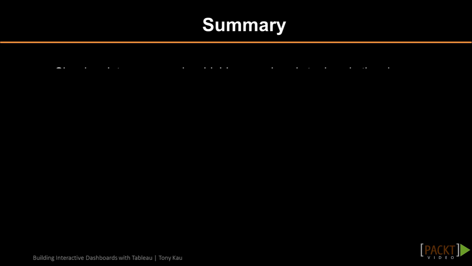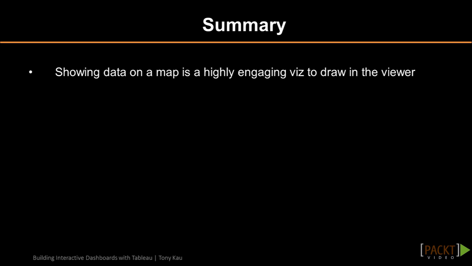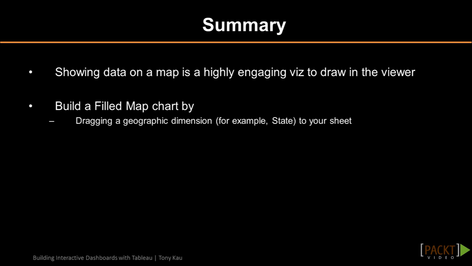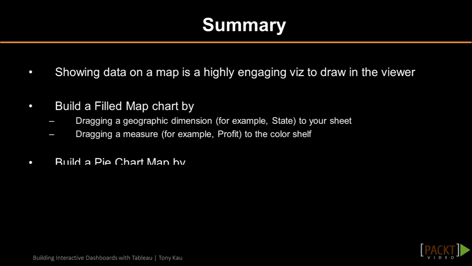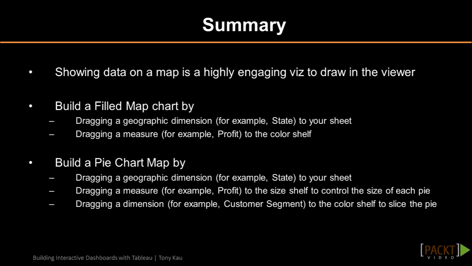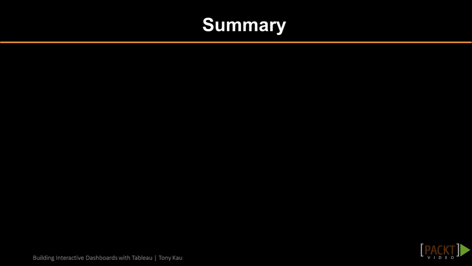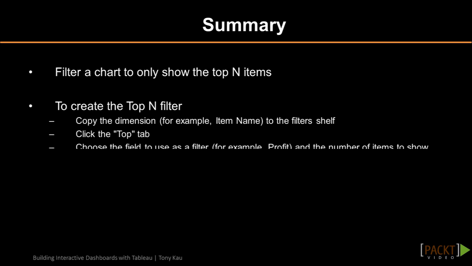To summarize, we first built a map chart to engage the viewer and highlight our profit geographically. To build this chart, we dragged state out to our sheet, then profit to color. If we wanted to use a pie chart instead, we could have dragged out profit to size and say customer segment to color. After the map, we built a top-N filter to show only the top 10 most unprofitable items by dragging out name to the filter shelf, clicking top, and instructing it to show only the bottom 10 by profit measure. Now our dashboard looks exactly how we'd like it to, but what about functionality? In the next video, we'll tie these objects together using filter actions.